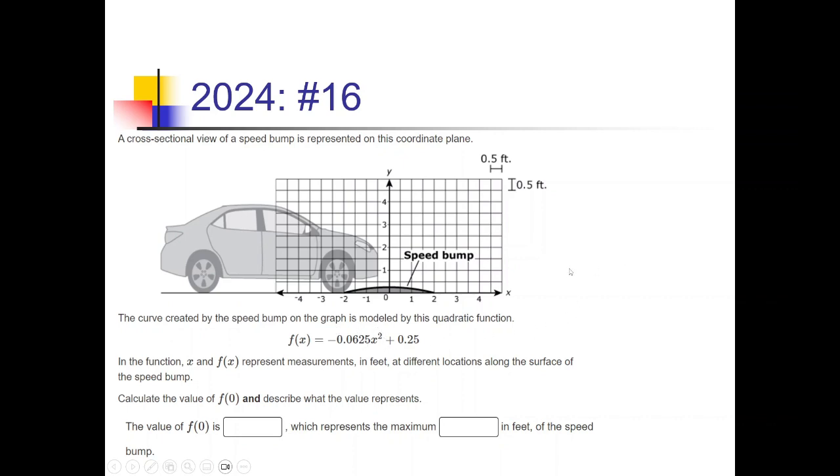So if I plug 0 in for x, here's what that looks like. We've got negative 0.0625 times 0 squared plus 0.25. This is really nice here because 0 squared is 0, and 0 times anything else is 0. So this really just leaves us with this 0.25 left over. So we've got 0.25 for f of 0. We'll put that in there. And now what does that represent? Well, f of x gives you the height, it looks like, of the speed bump at any x value. So this is going to be the maximum height of that speed bump, about 1/4 of a foot, or 3 inches. So we'll put height here for our little blank.